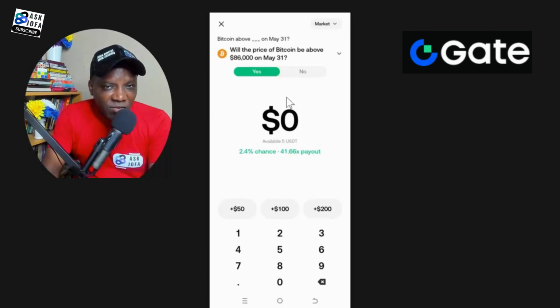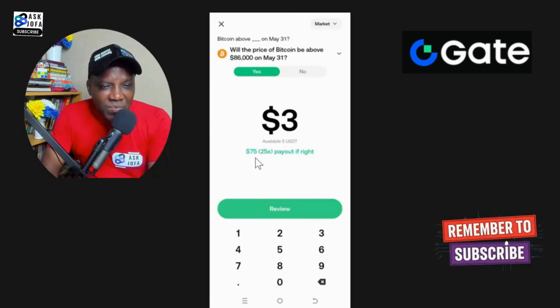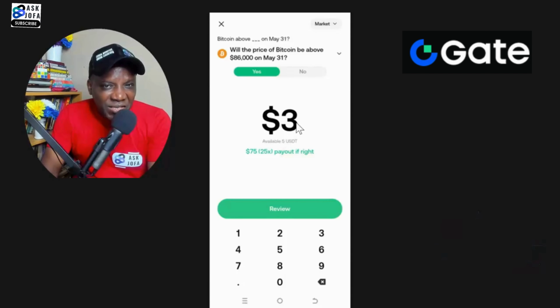Suppose today is 3rd of May and let's suppose the price of Bitcoin is like $60-something thousand, and I'm taking my money that at the end of May the price of Bitcoin will have been $86,000. Because I enter early, the amount I will get will be higher at the end of the day than somebody that is just entering towards the end of May, after it is almost certain that the price will hit this amount. The summary is that your payout is based on the odds at the time you enter your prediction.